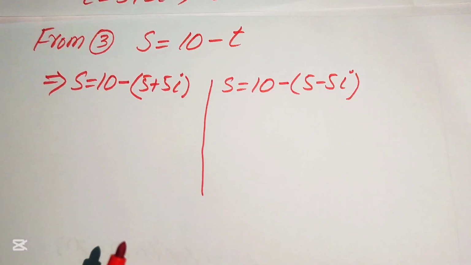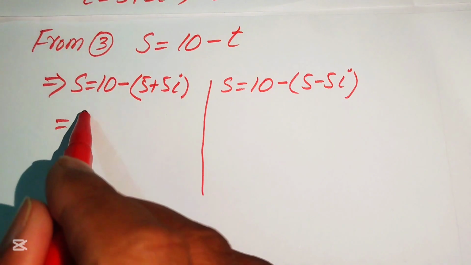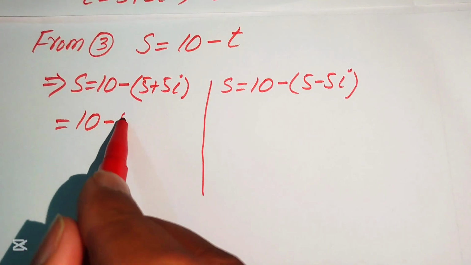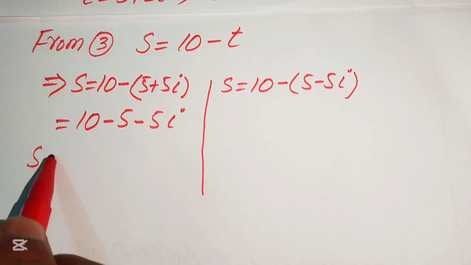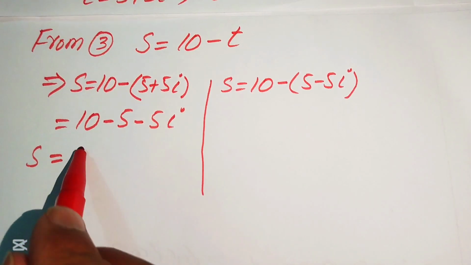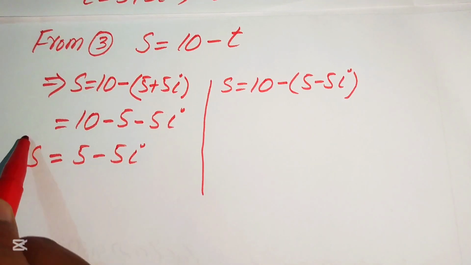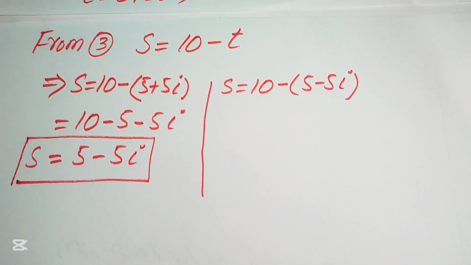here we need more simplification, so first we will focus on this equation, and we multiply this minus sign on both of these values. It will be written as minus 5 iota. So here we get the value of s equals 10 minus 5, which is 5, minus 5 iota. This is the value of s corresponding to this value of t.